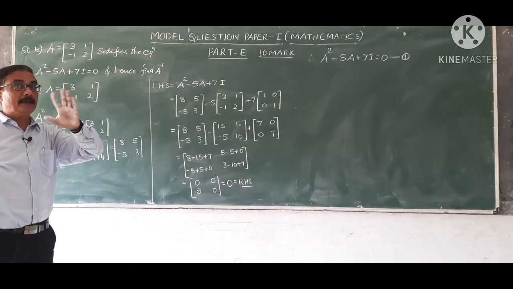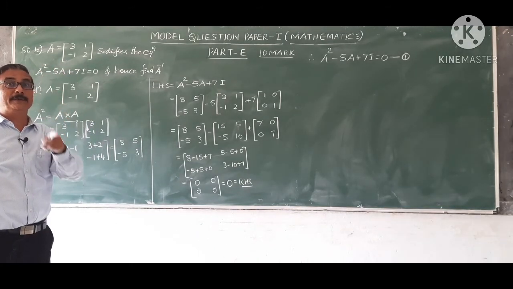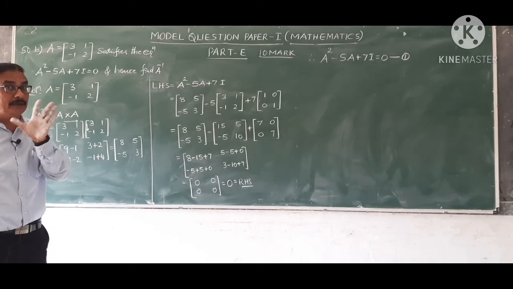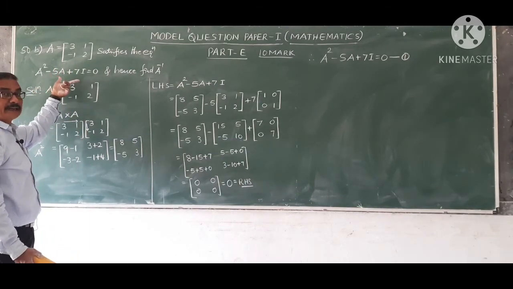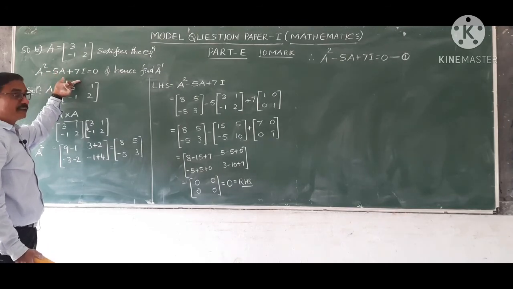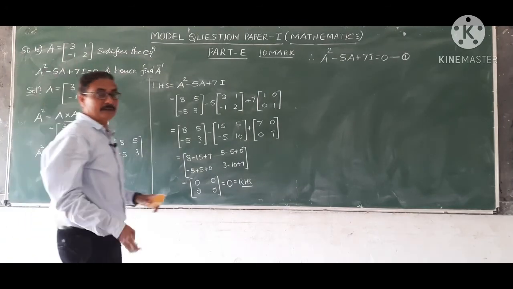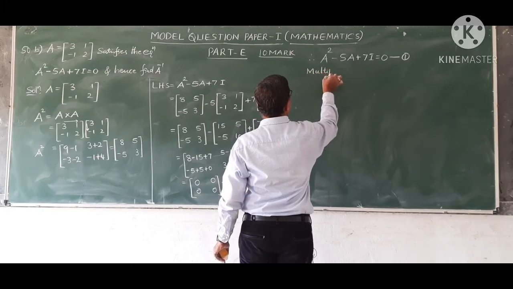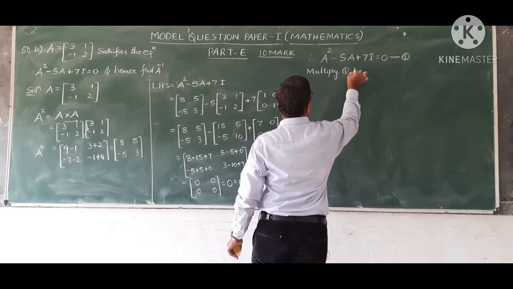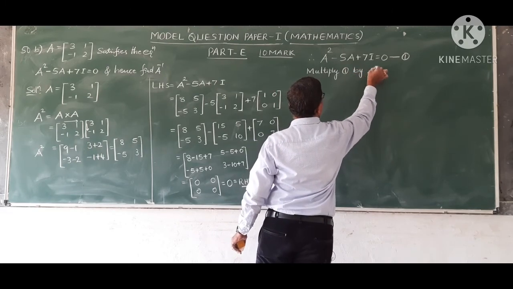Don't apply A inverse is equal to 1 by determinant of A into adjoint of A. We won't apply that here. Using this equation, this is the characteristic equation, to find A inverse. How to solve? Multiply equation 1 by its inverse. Operate equation 1 by A inverse.